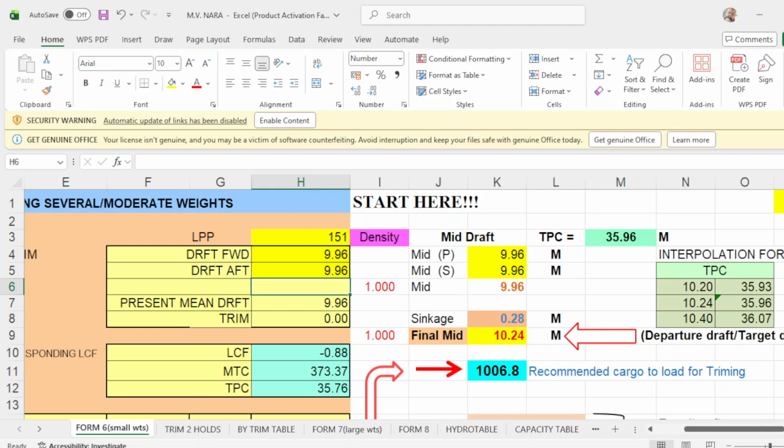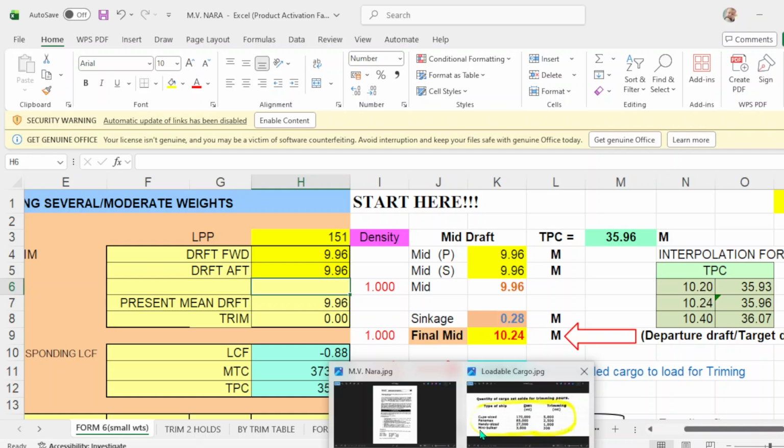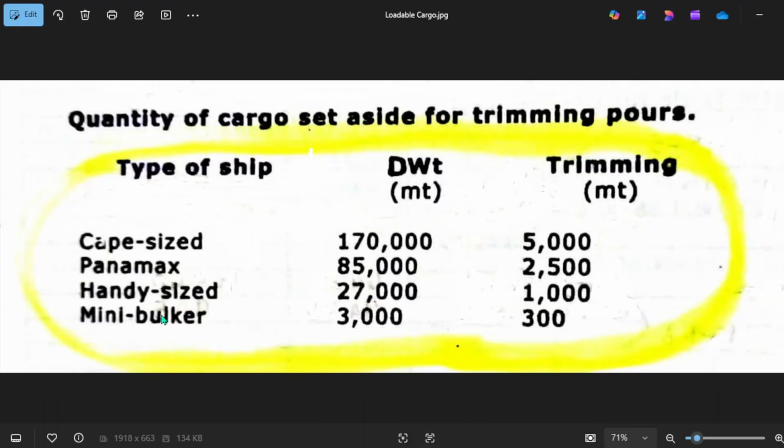Okay, assuming our vessel is a handy-sized vessel and the cargo for trimming is 1,000 only. Okay, for capesize is 5,000. For Panamax is 2,500. For handy-size is 1,000. For mini bulker is 300. Our vessel is within this range, so for trimming for this kind of vessel it is only 1,000.